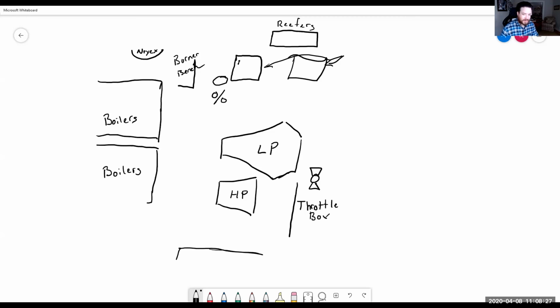Who's putting up their drawing? There we go. Someone's thinking. So our air ejectors are right there. All right. This is the location for our air ejectors.